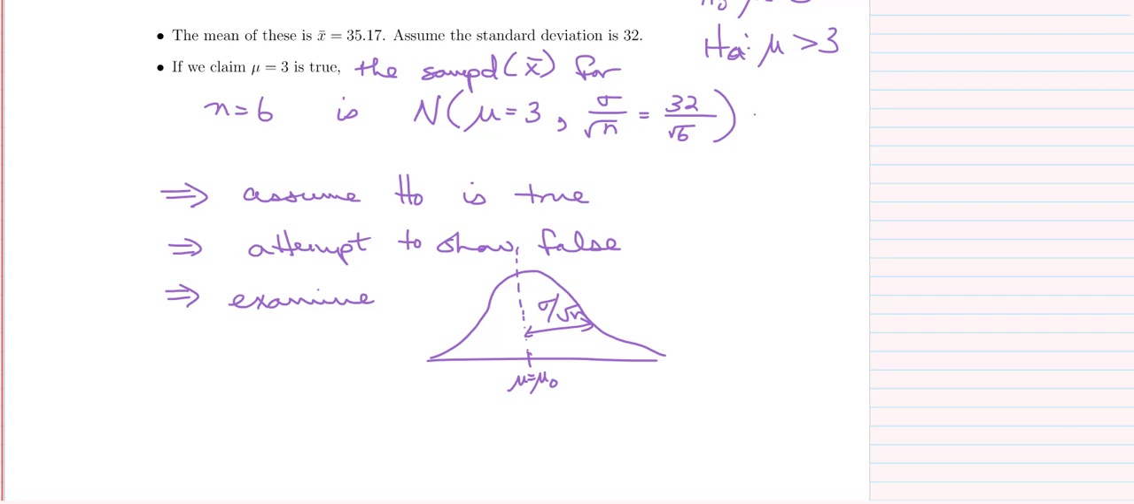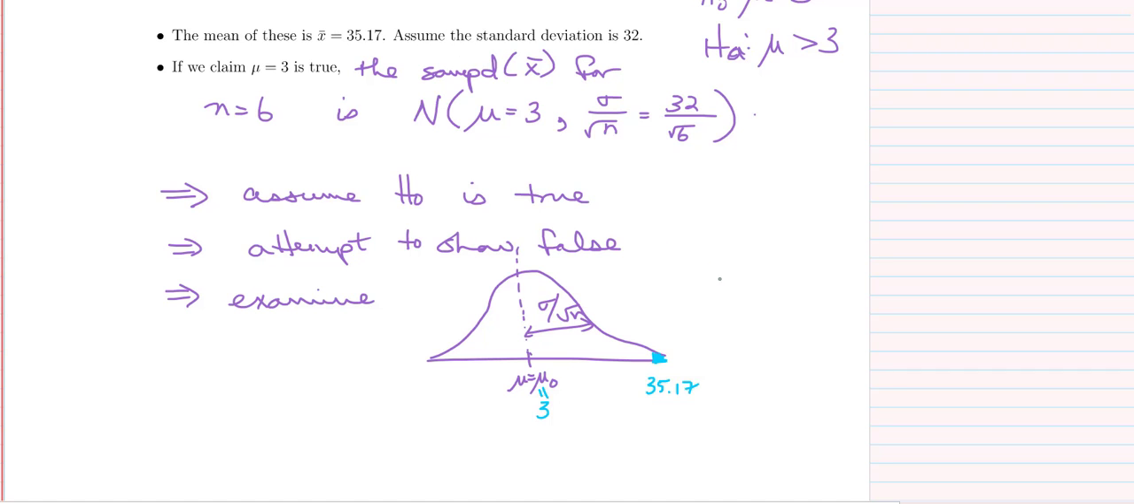Okay, so we're given that x bar is 35.17. Remember, on this x-axis, these values represent the x bars. So this is 3, and 35.17 is here. Notice how far away 35 is from 3. Moreover, notice how tiny this area to the right is.